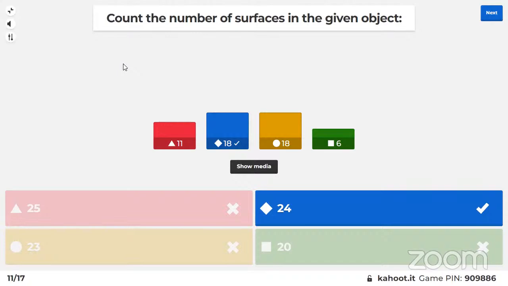Okay, most of you have got it correctly. 18 of you have got it correctly. There's a confusion between 23 and 24 sides, it seems, in some of the students' cases. Let's take a look at where exactly everyone is standing after question number 11.